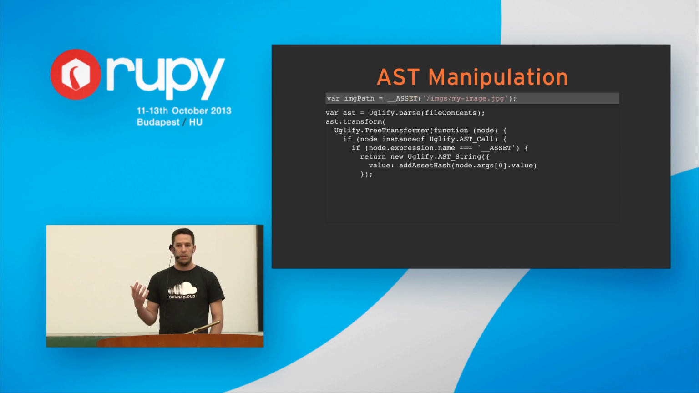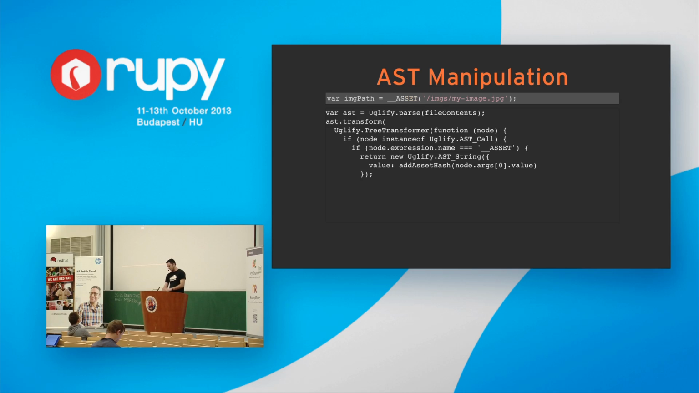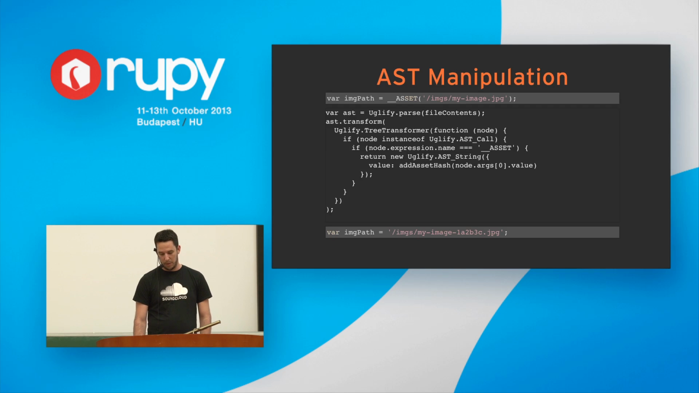And here we simply create a string that has the value of the argument that's been passed into it, but with the asset hash added in there. You'll have to imagine that part. And then the output of this is just a literal string in your code. So then that's very easy and clean for the browser.